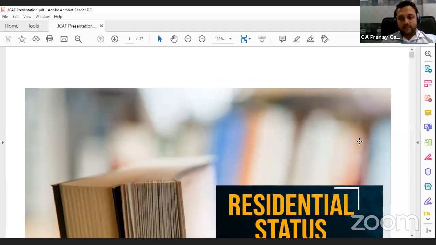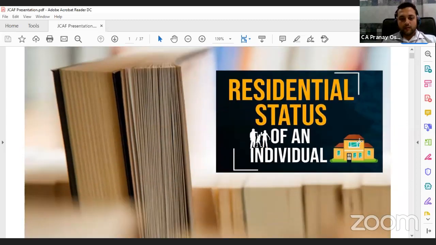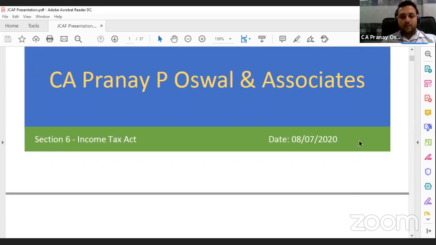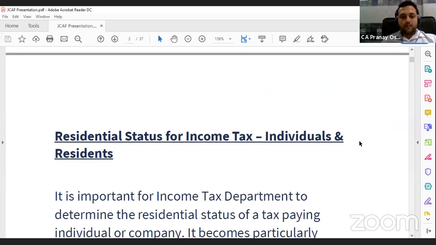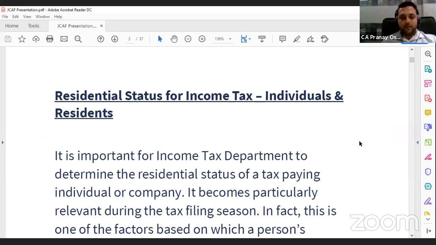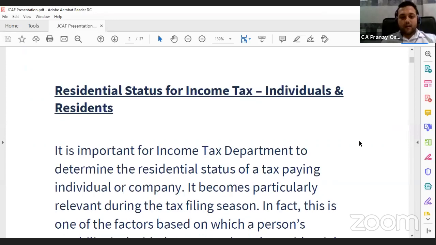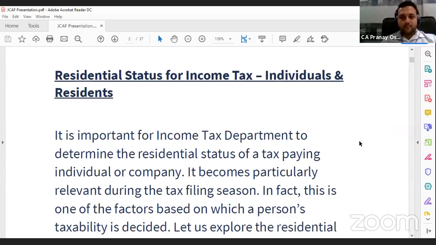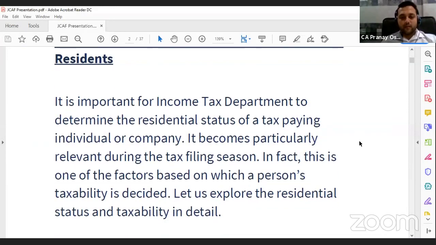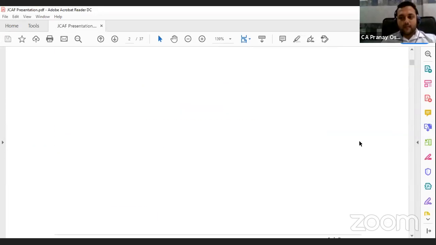So today's topic is the residential status of an individual. As everybody knows, residential status is determined by Section 6 of the Income Tax Act. It is important for the Income Tax Department to determine the residential status. Also, as rightly said by Santosh sir, it becomes particularly relevant during the tax filing season. Based on the residential status, the tax liability differs. In today's meeting, we are going to explore the residential status and taxability in detail.